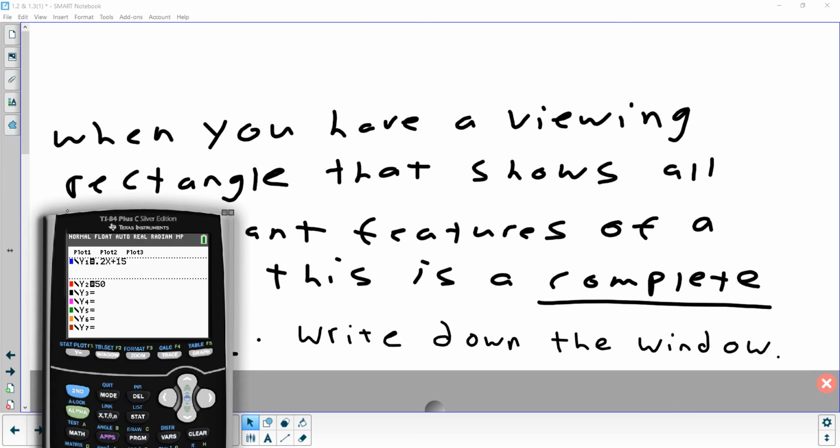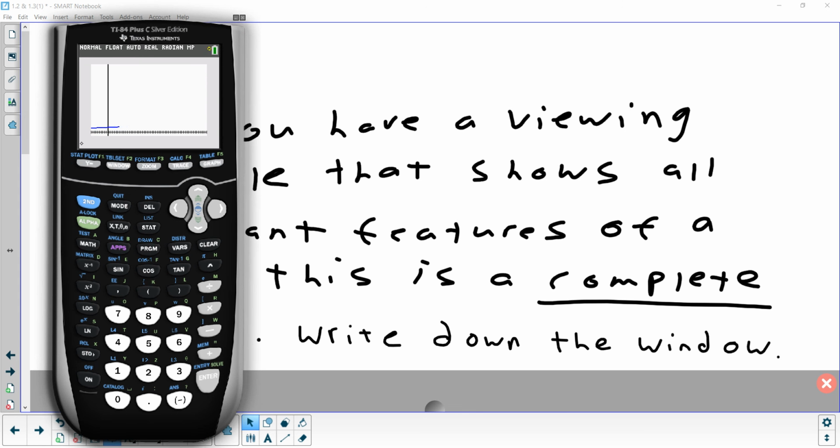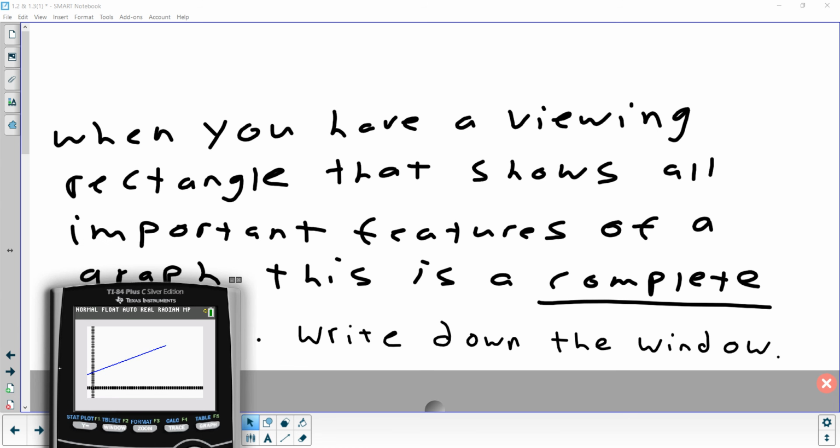So for that last one that we did, I think we set the x max at 60 and the y max at 200. I must have hit something wrong. 0.2x plus 15, y equals 50. That's it. This was at 200. And that was at 60. There we go. So that window is a complete graph.